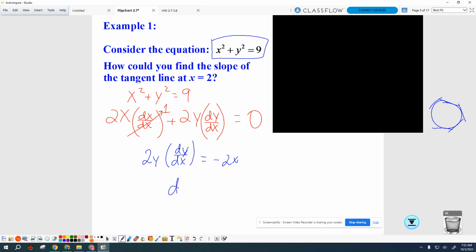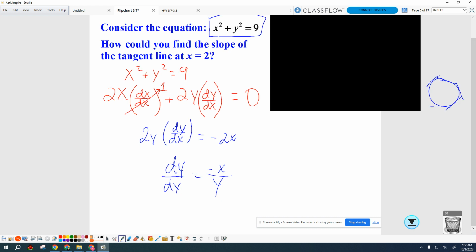And divide by 2y. So I get the slope is negative x over y. Reasonable? So the slope in a circle depends on the x and y coordinate. But here's the problem.